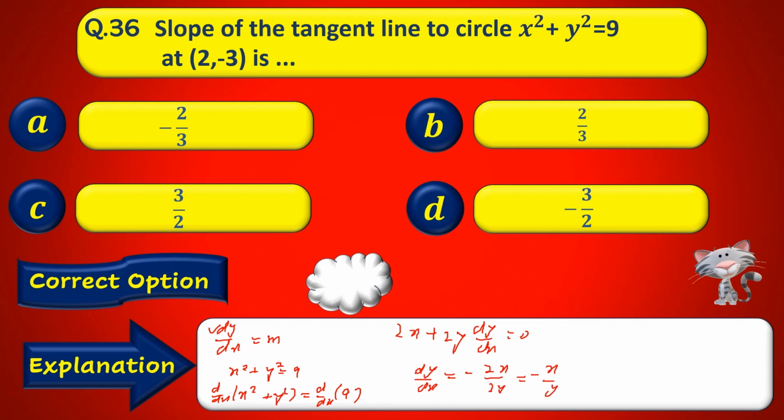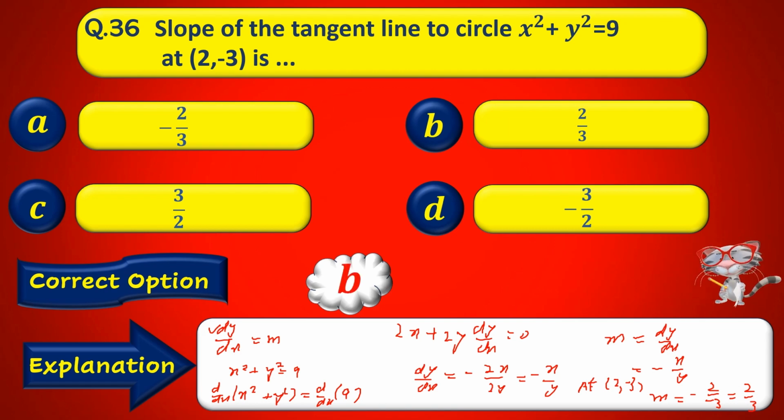Now the slope m of tangent line is equal to dy/dx, so it will be minus x over y, and we are to find the slope at (2, −3), so we replace x and y with their respective values. So the slope is 2 over 3. Therefore, B is the correct option.